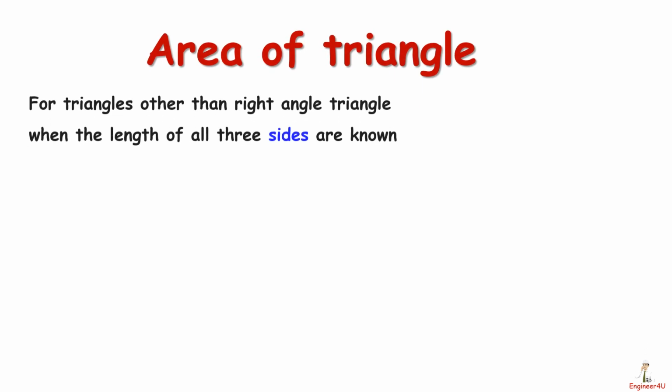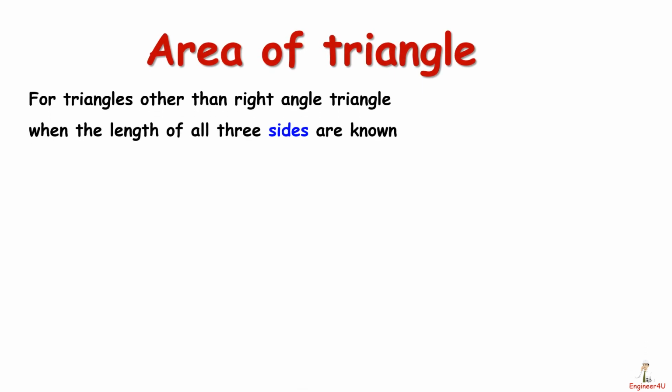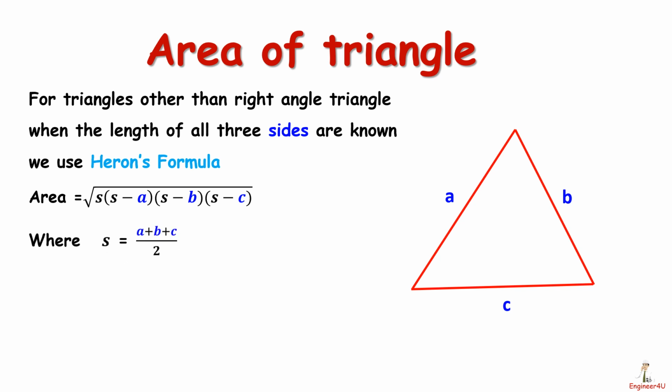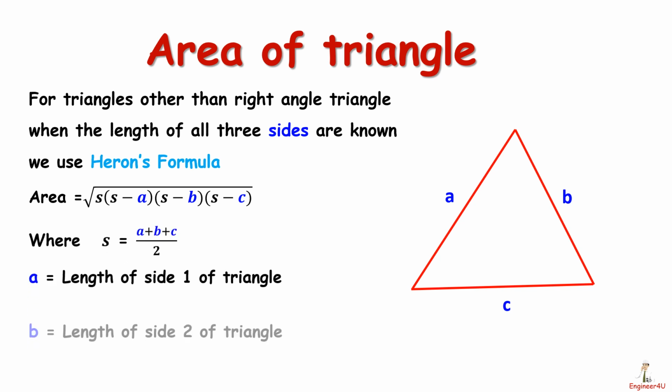On fourth place, we have triangle other than right angle triangle. For triangle with all the three sides known, we use Heron's formula. Let's say we have a triangle with known sides A, B and C. Then its area is equal to whole under the root S times (S minus A) times (S minus B) times (S minus C), where S is equal to half times summation of sides A, B and C.